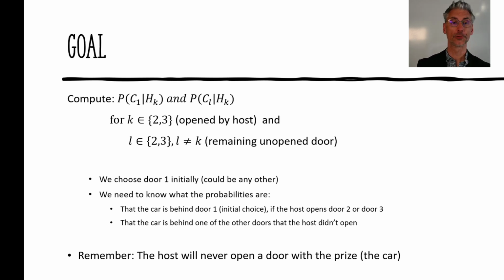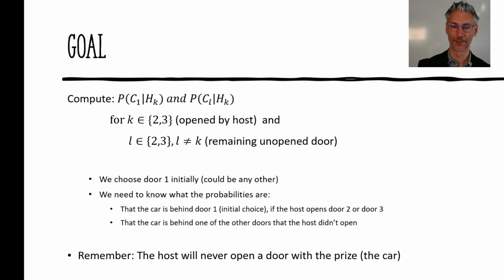So what is our goal? We need to compute, given that we always choose door 1, that the car is behind door 1 when the host opens door K, or that the car is behind door L if the host opens door K. So K is either 2 or 3. These are the doors that are opened by the host because we always choose door 1. And L is also 2 or 3, but L cannot be the same as K, because we always choose door 1 initially. It could be any other, but let's stick with 1.